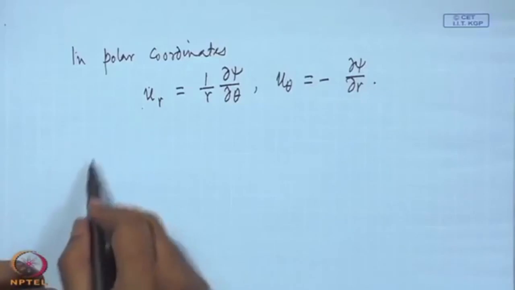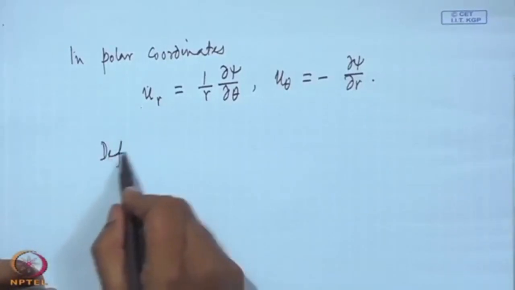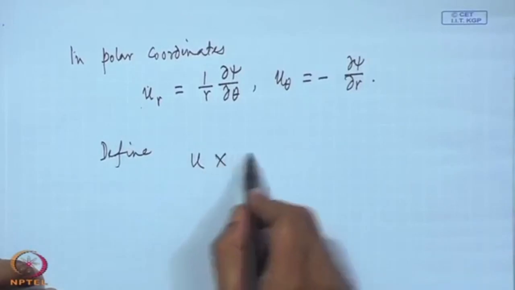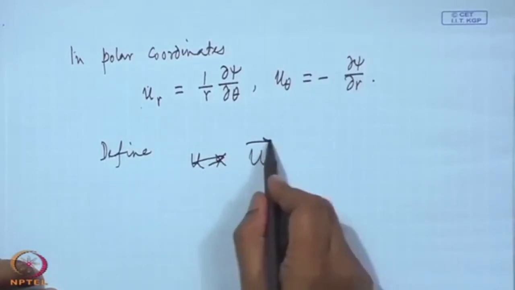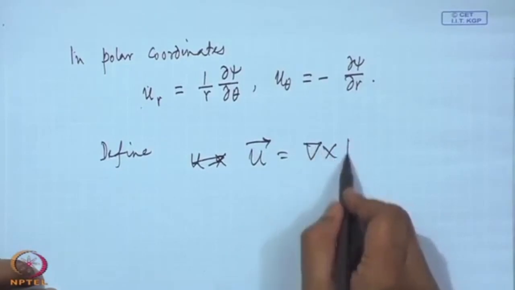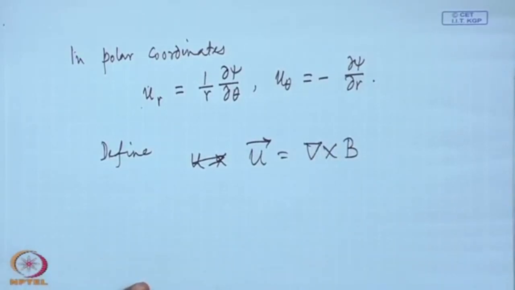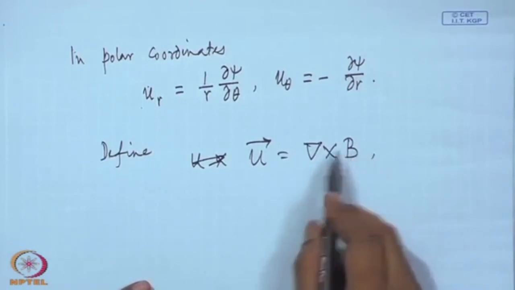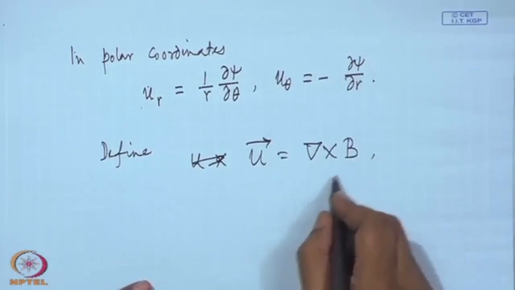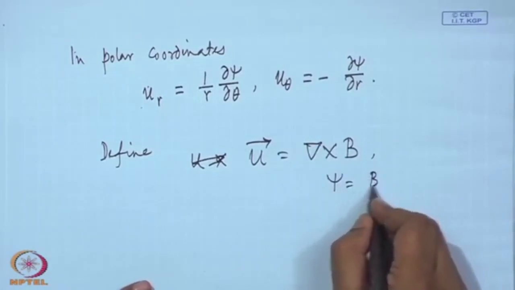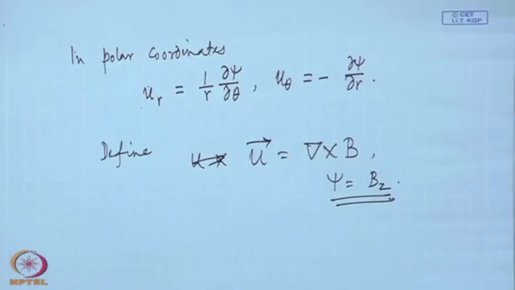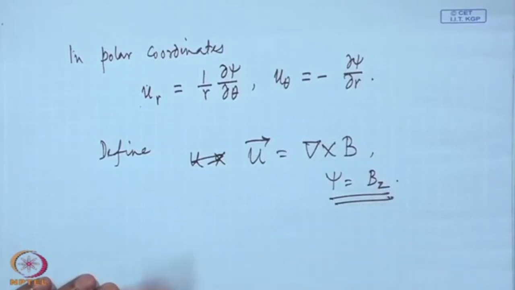That is, if you define u equal to curl B, then the stream function is the third component of this vector potential. This B z we are meaning that third component of the vector potential, z component.